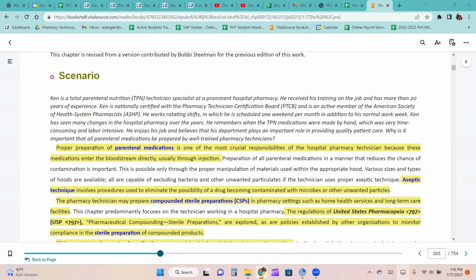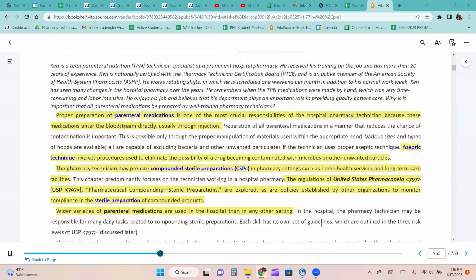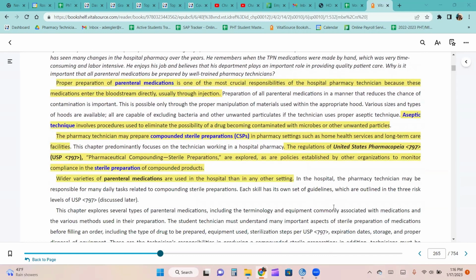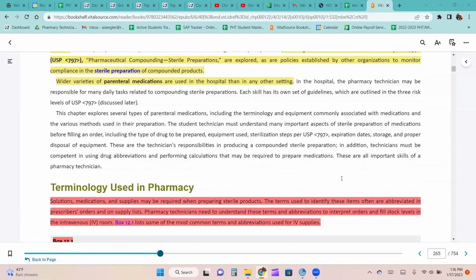Aseptic technique involves procedures used to eliminate the possibility of the drug becoming contaminated with microbes or other unwanted particles. The pharmacy technician may prepare compounded sterile products in pharmacy settings such as home health services and long-term care facilities. The regulations of United States Pharmacopoeia 797, pharmaceutical compounding sterile preparations are explored, as are policies established by other organizations to monitor compliance in the sterile preparation of compounded products. Wider varieties of parenteral medication are used in the hospital than in any other setting.